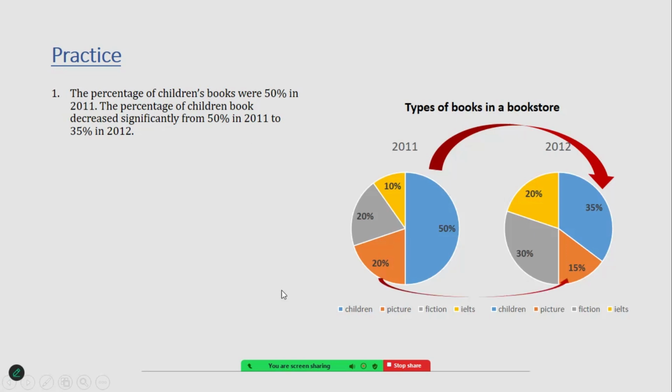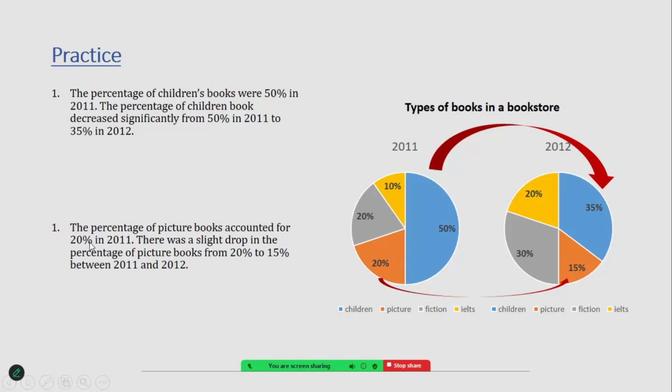Now let's practice and talk about the orange segment, picture book. As you can see, it goes down too. So you can say something like this. Instead of using were, I use accounted for. And I use the noun structure instead of the verb structure here. There was a slight drop in the percentage of picture books from 25% to 15%.